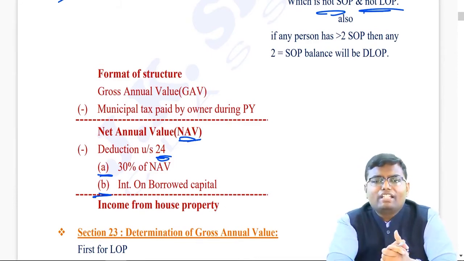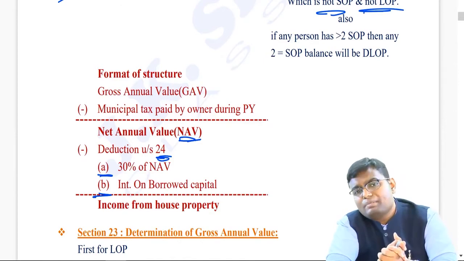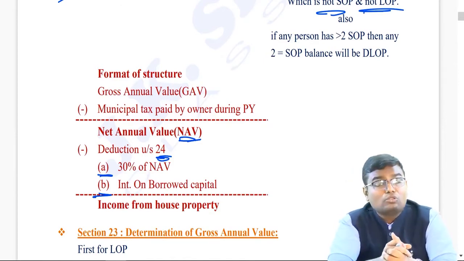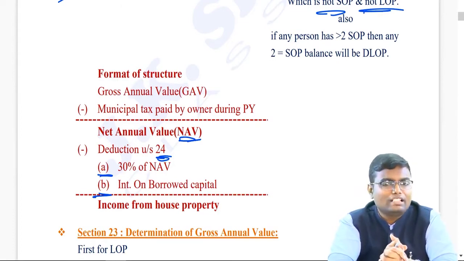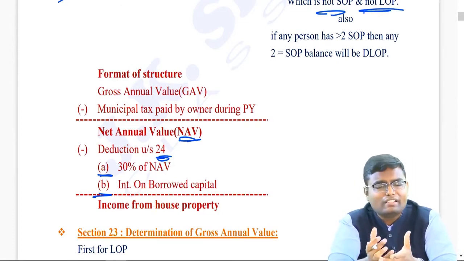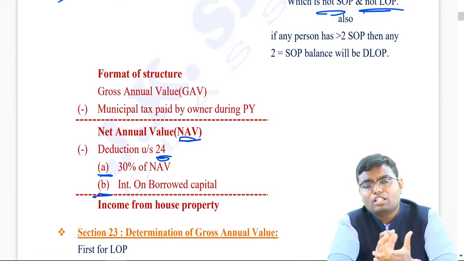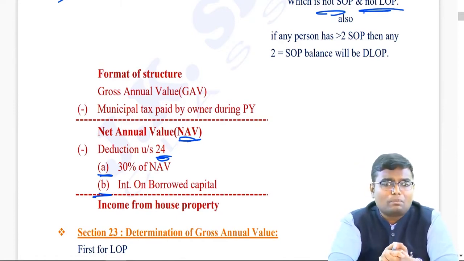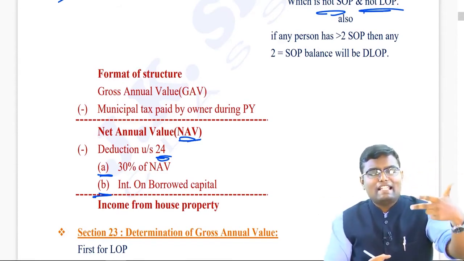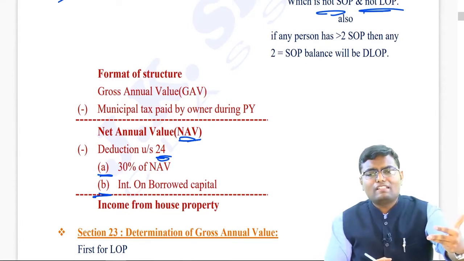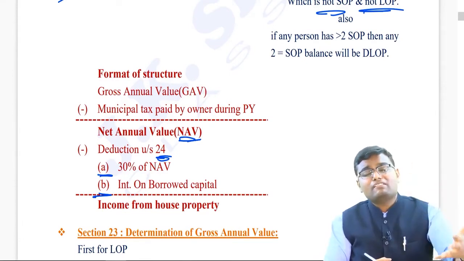Second deduction, 24 clause B, interest on borrowed capital. To purchase the house or to repair the house, if you have taken a loan, then whatever interest you are paying on that loan will be called interest on borrowed capital. That you can also deduct from here. And the balance you will get is what? Income from house property. So what is the fixed structure? GAV minus municipal tax, so balance net annual value, minus 24 clause A, 30% deduction, minus 24 clause B, interest on borrowed capital.